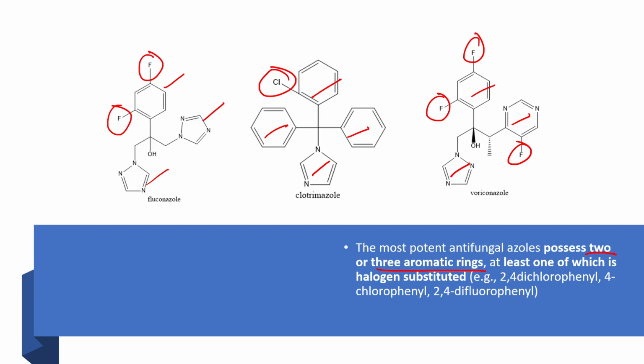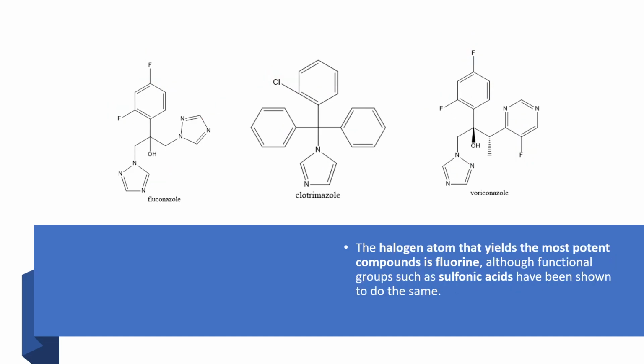Next, the SAR is that the halogen atom that yields the most potent compounds is fluorine, although functional groups such as sulfonic acids have been shown to do the same. We have the same group of drugs on the screen, and as you can see, fluorine is present in 2 out of 3 structures. This is because fluorine gives the most potent compounds, except for clotrimazole, which has a halogen of chlorine.